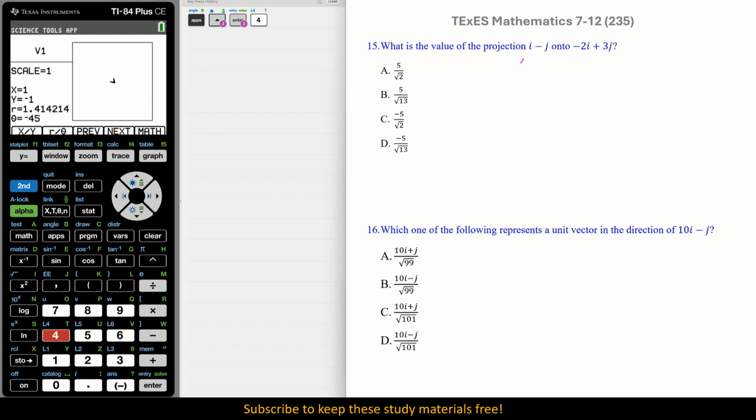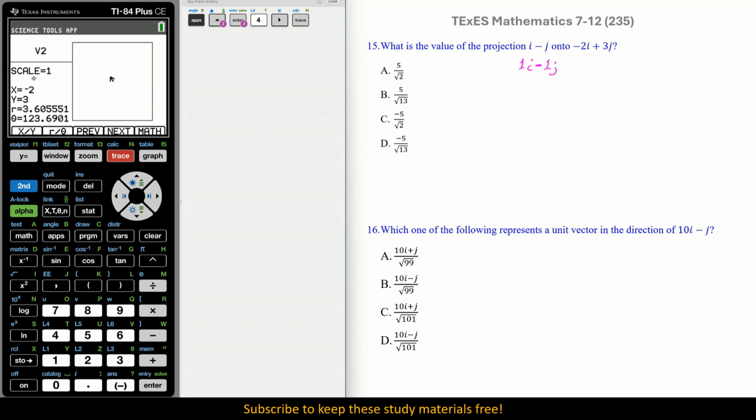So for our first vector, I already have it entered. Technically this is 1i minus 1j, so it's a positive 1 for x and a minus 1 for our y. I already have that entered, but that's for vector 1. So let's go over to vector 2, and that'll be negative 2. So we need to change that. Oh, it's not giving us the next. I need to go next. There it is. So it's negative 2 and then plus 3 for our y.